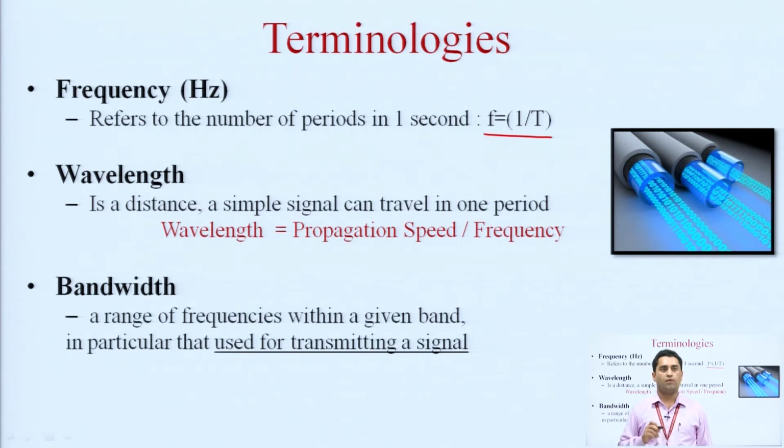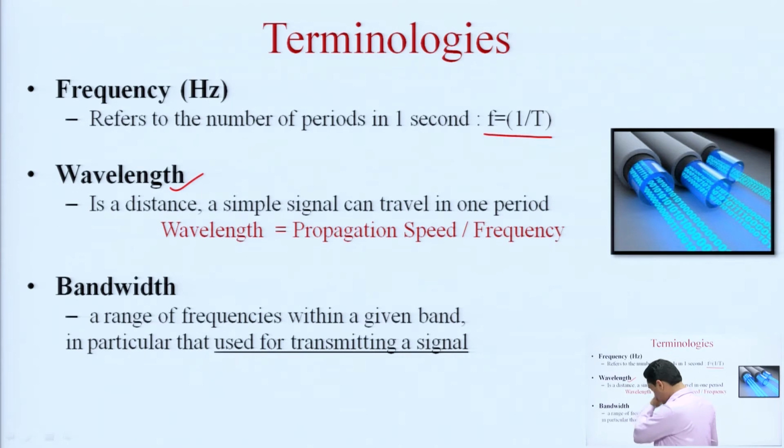Similarly, we have wavelength. Wavelength depends on the propagation speed of the data and the frequency. When we consider these two factors, we can easily compute the wavelength. Wavelength is basically the distance which we are measuring. So, based on these two parameters, we can say this is our signal, this is our data which we are trying to send. The next important factor is bandwidth.